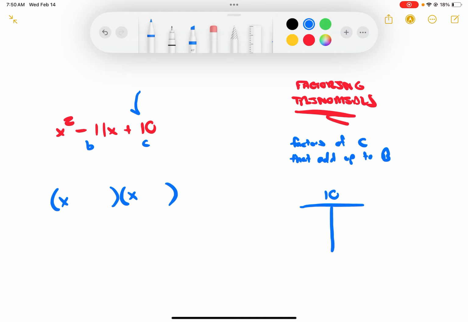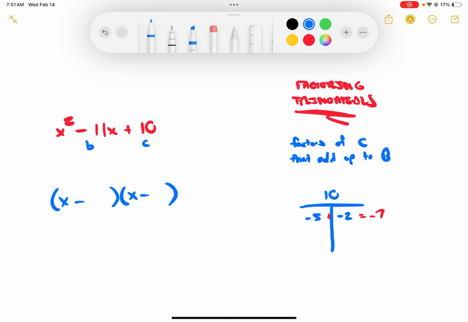And because the c value is positive, I know that it's either going to be two positive numbers or two negative numbers, right? Because two negatives will also multiply out to a positive. How do I know which is which? Well, I have to add up to a negative number, right? So if I have to add up to a negative number, I can't have two positive factors because they're never going to add up to a negative number. So this is going to be two negative factors here. So x minus and x minus. So what two negative factors could I work with? Well, negative 5 and negative 2 will make positive 10, but those will add up to negative 7.